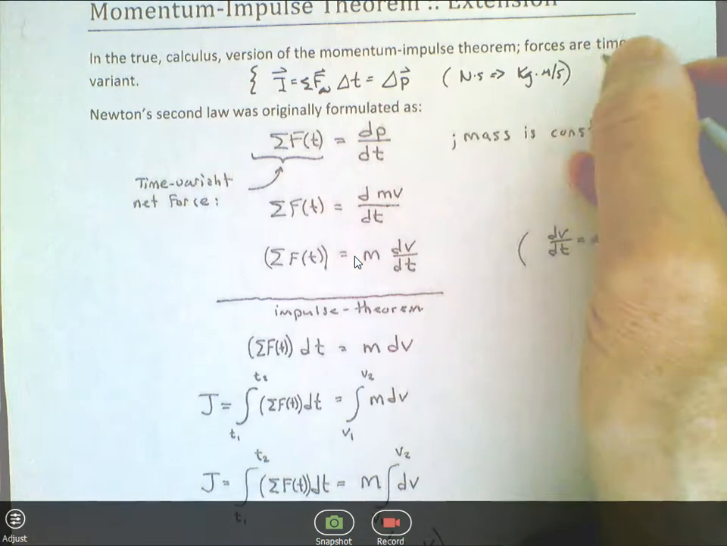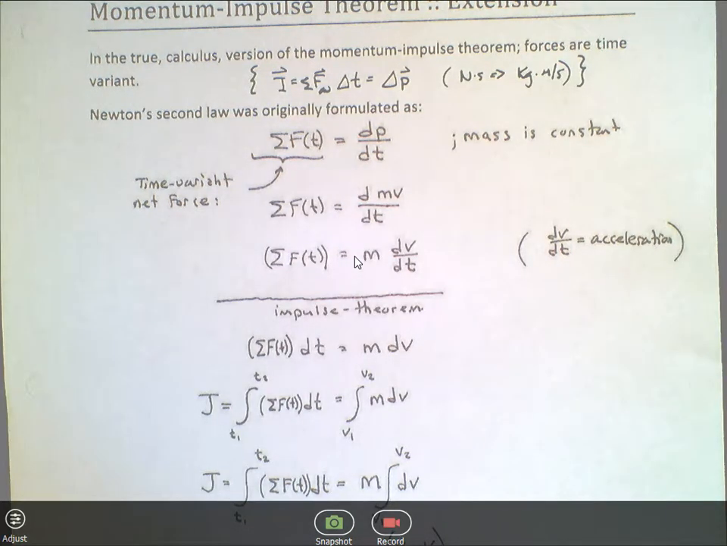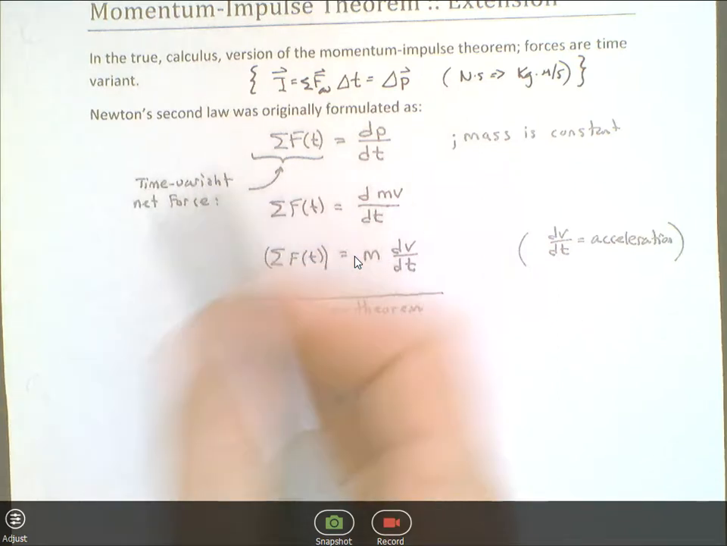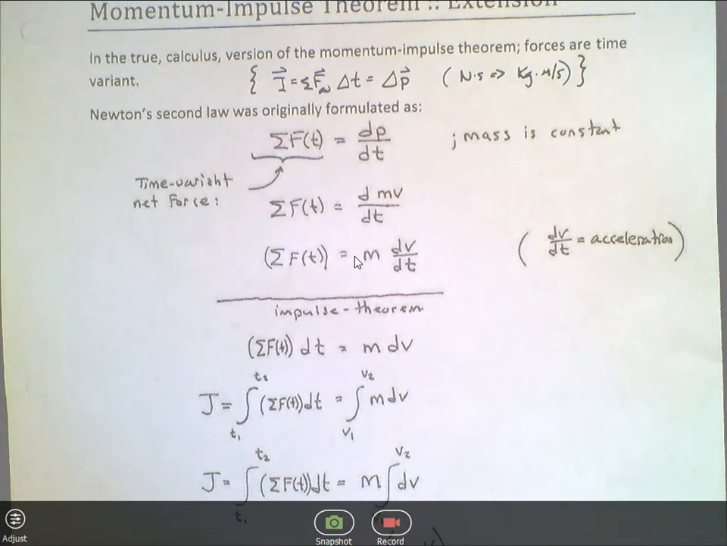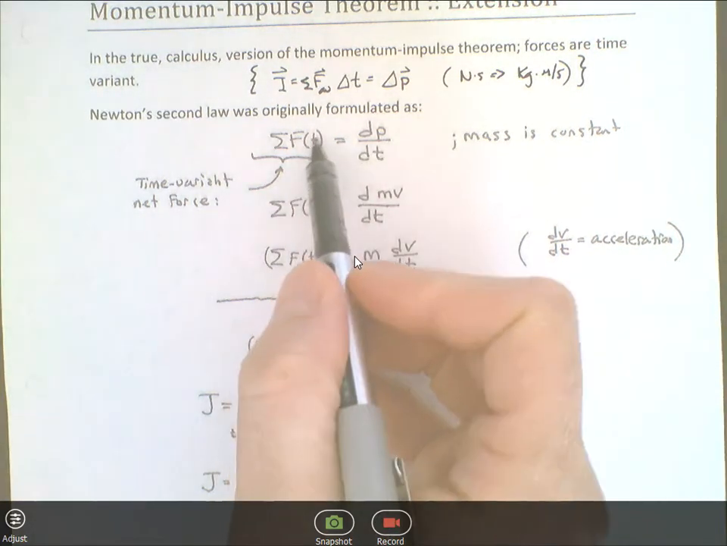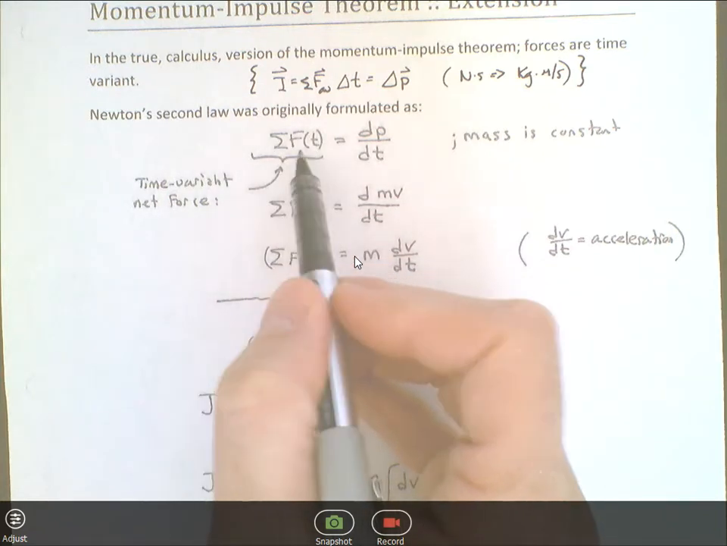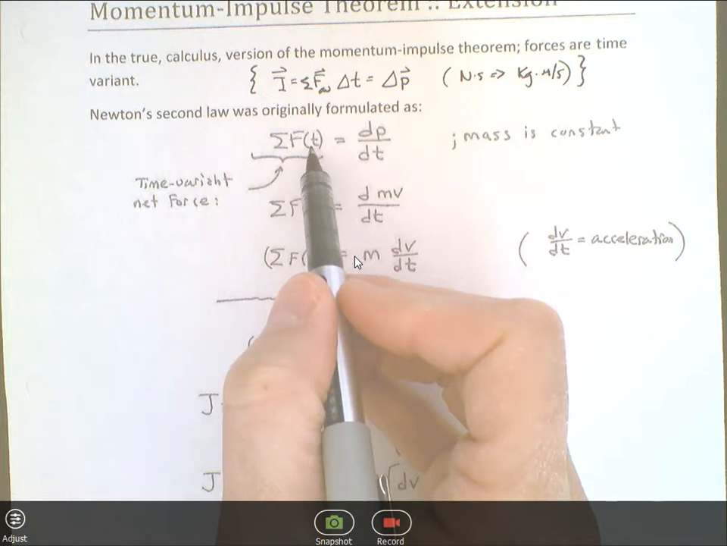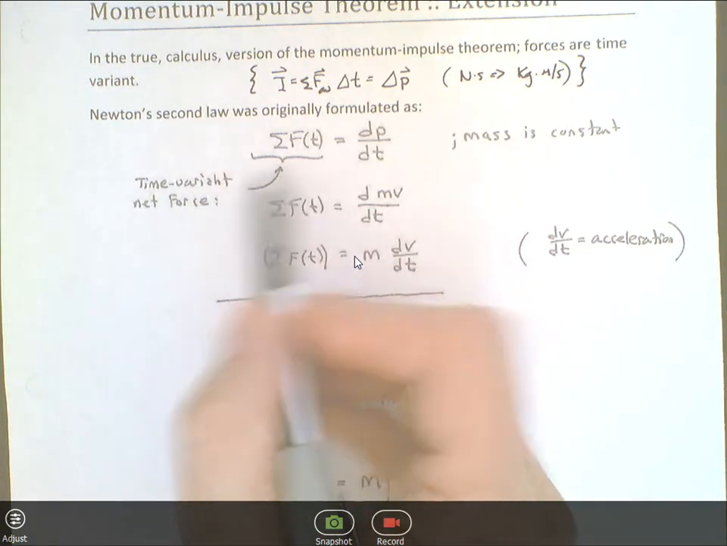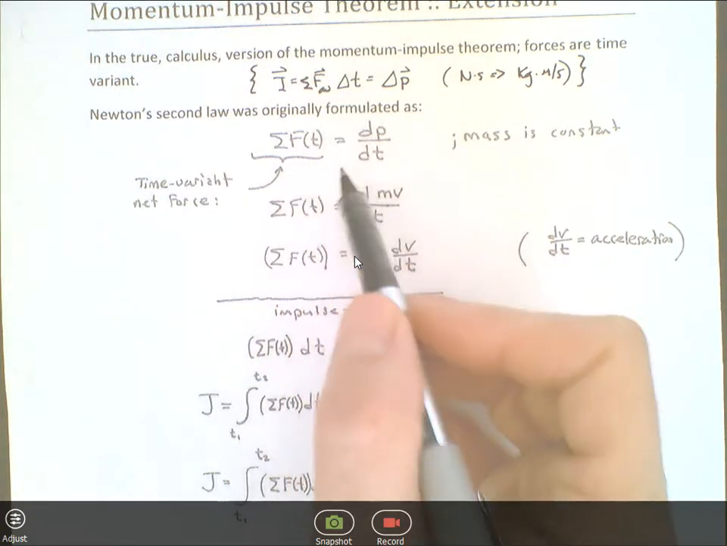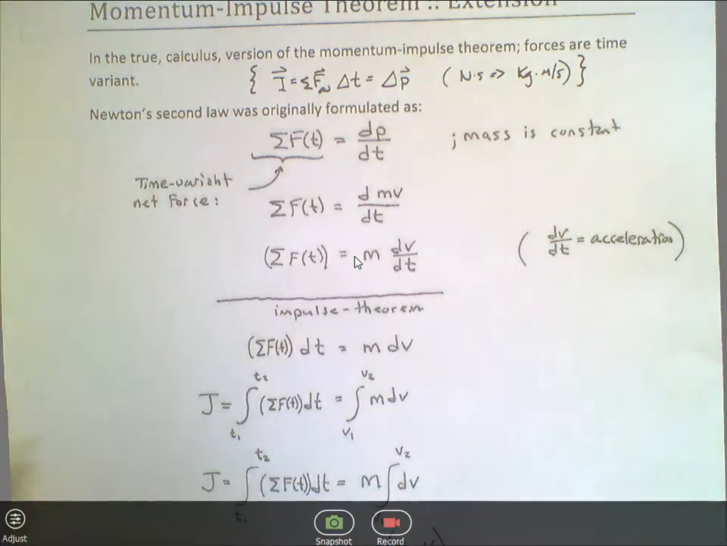So this is the big thing. This is Newton's second law written as it originally would have been written. So here's what Newton actually wrote. His notation was a little bit different, but he did this nonetheless. So what he looked at was the time variant net force right here. So sigma F is the net force as a function of time. And it's time variant, meaning that the force can change over time. So the force doesn't have to be constant. It could go up and down, be negative, positive, whatever the case may be.